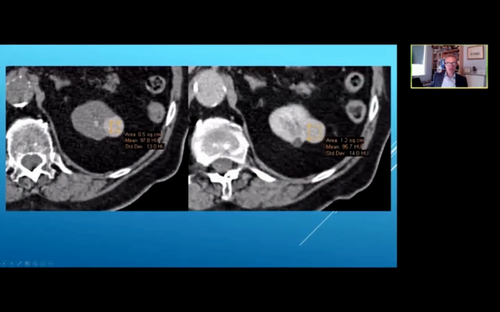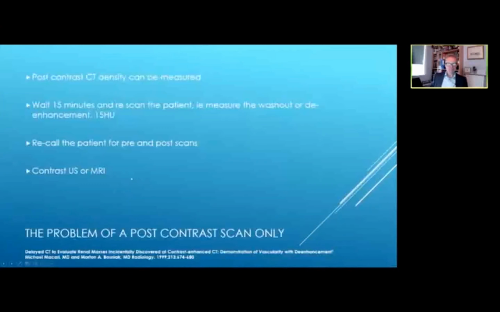On the pre, 98 Hounsfield units. On the post, 96 Hounsfield units. So it hasn't enhanced at all, and this was dense on the pre-contrast scan. This is, of course, a hyperdense cyst, which could be confirmed on ultrasound.